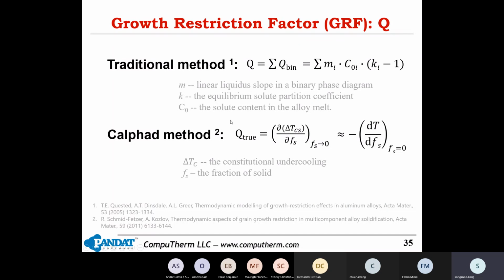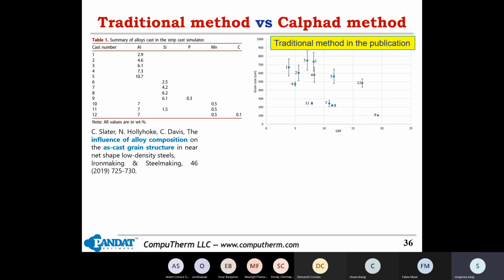No matter how many components you have, using Pandat or another CALPHAD method, we can do this calculation for each alloy. And in Pandat, we can directly calculate this dT/dfs when fs equals 0. So this value refers to the real Q value of any multi-component alloy. So using the CALPHAD method is not only easier, but more importantly, more reliable. Now, I would like to give you a real example.